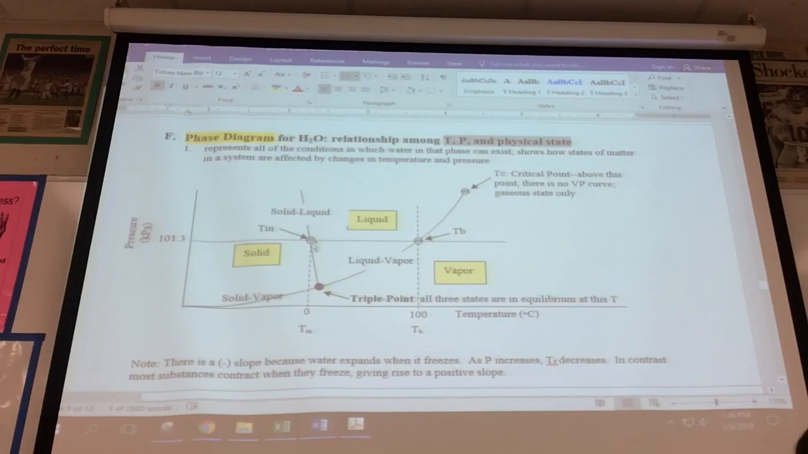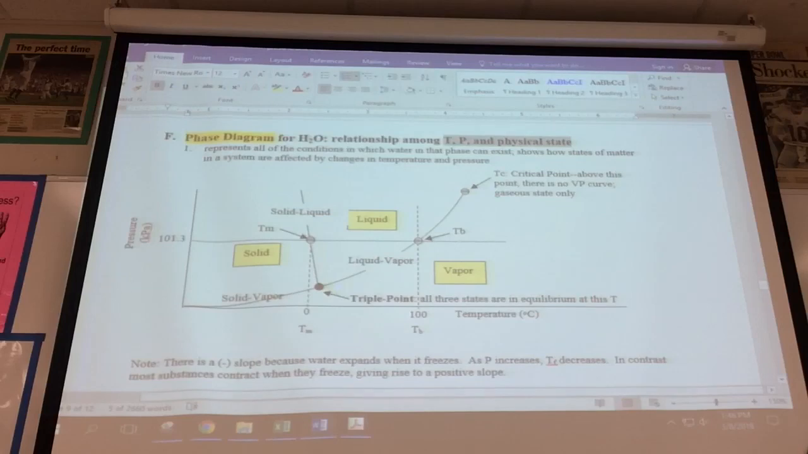Solid to liquid, so this will be the transition line. Here's your melting point at 1 atmosphere of pressure, 101.3 kPa. Water melts at 0. Here's your liquid to vapor transition. So again, at 1 atmosphere of pressure, boiling point is 100 degrees Celsius. Here's your triple point. All three substances coexist.